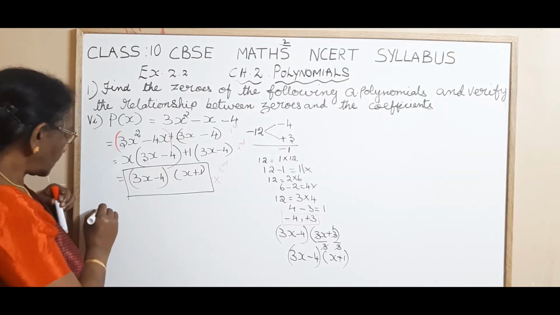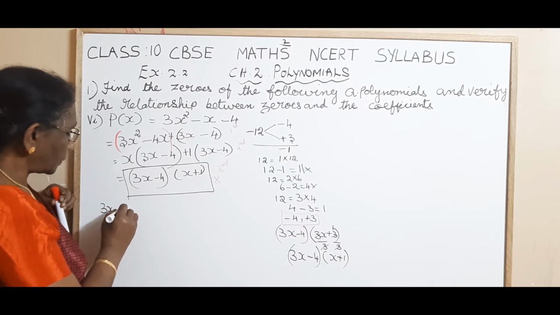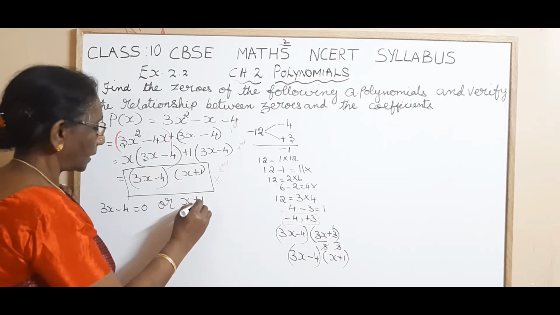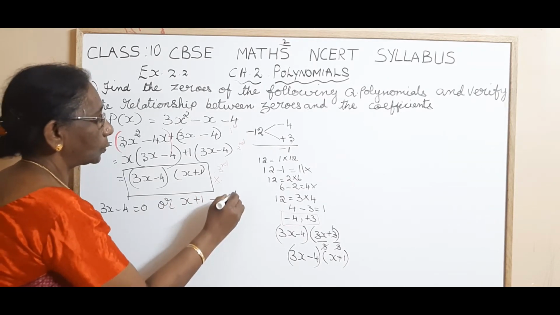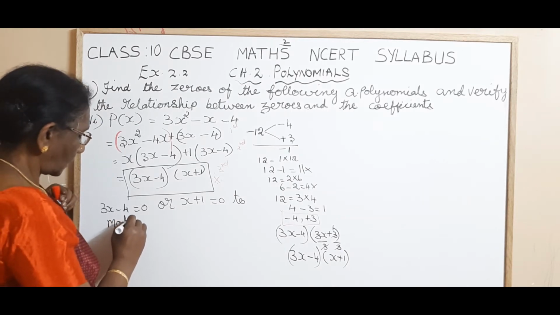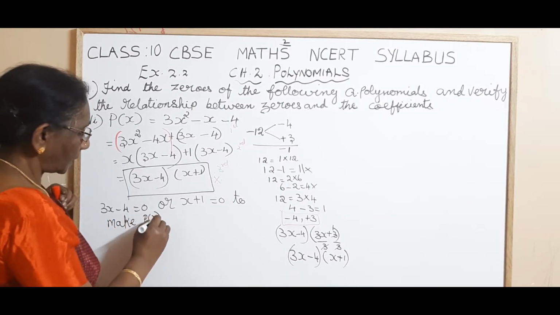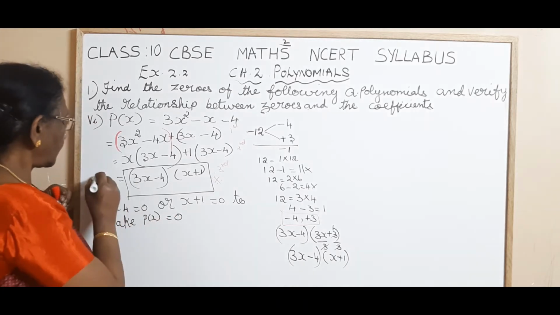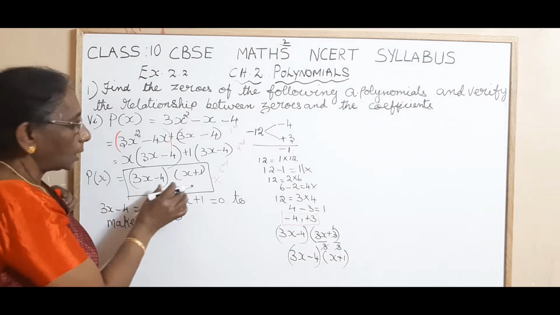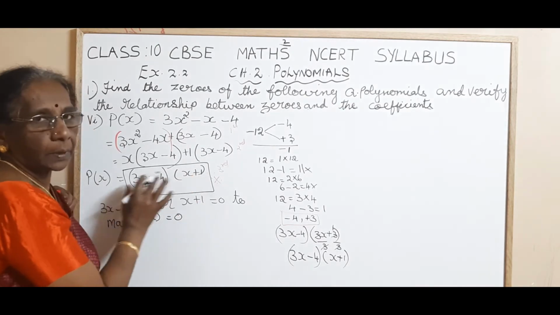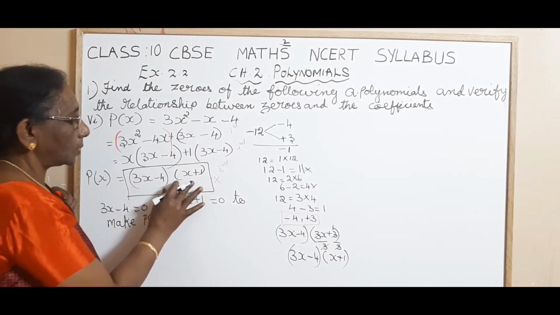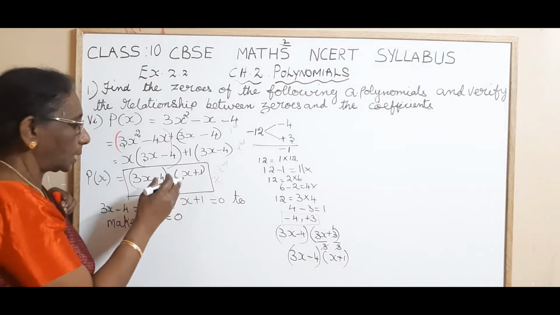Okay, so 3x minus 4 is equal to 0 or x plus 1 is equal to 0, to make p of x as 0. P of x is (3x minus 4) into (x plus 1). If this is 0, the product will become 0. Suppose this is 0, the product will become 0. Isn't it? For that, what value of x should be written?